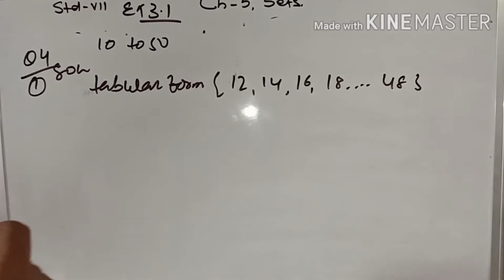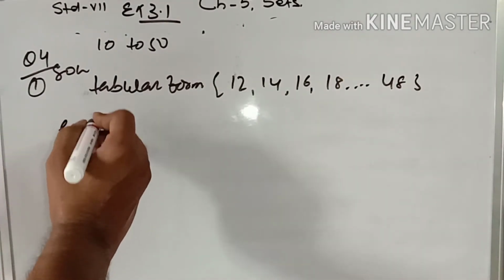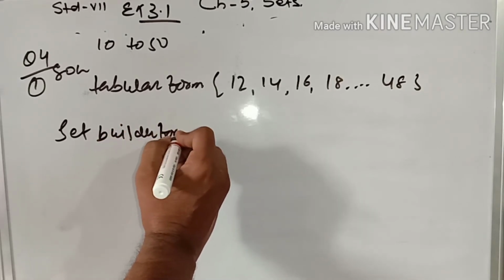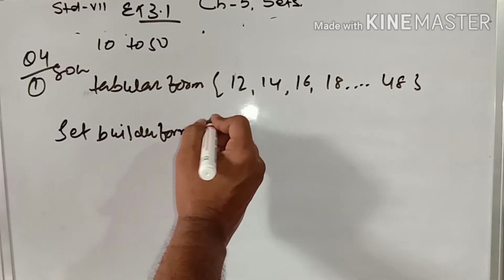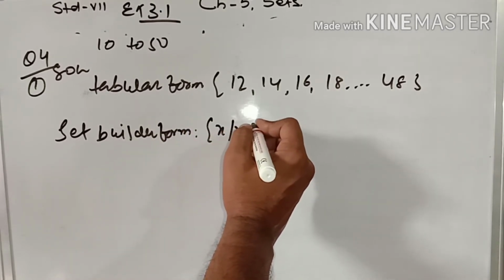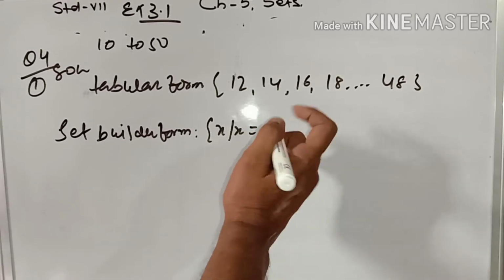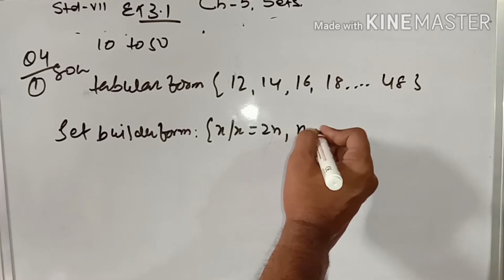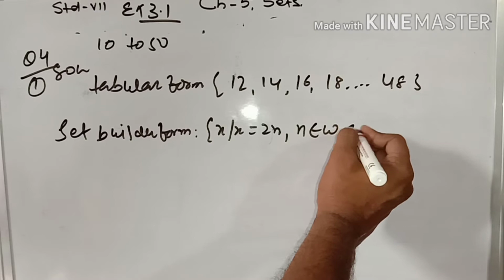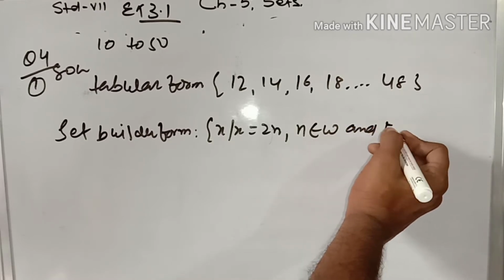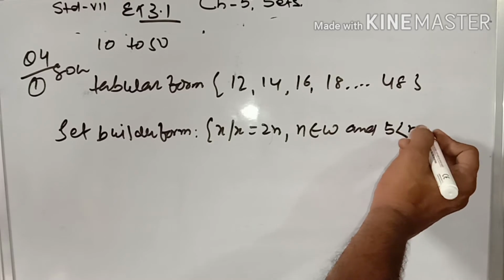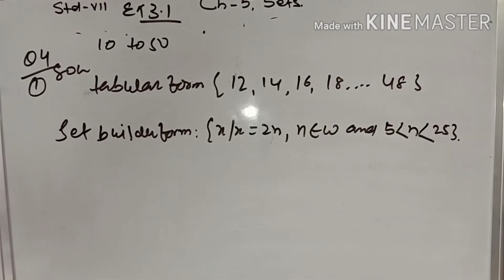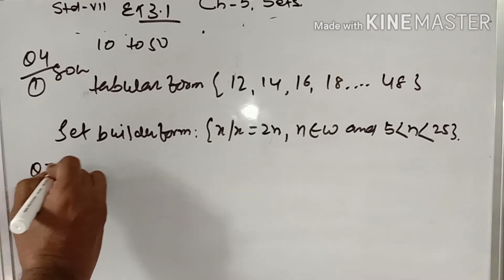Now set builder form. Write down. Set builder form I can write: x such that x equals 2n, where n belongs to whole numbers and 5 is less than n and n is less than 25. Write down please.